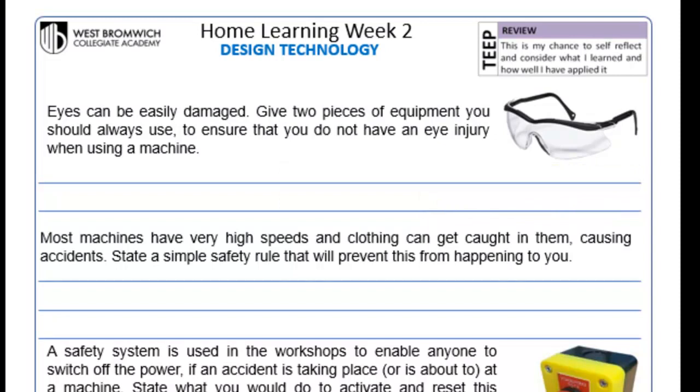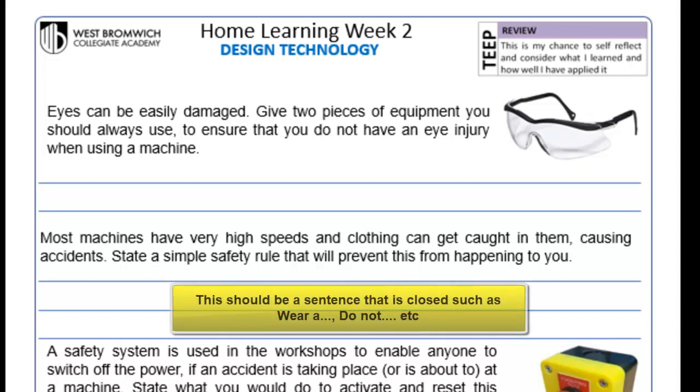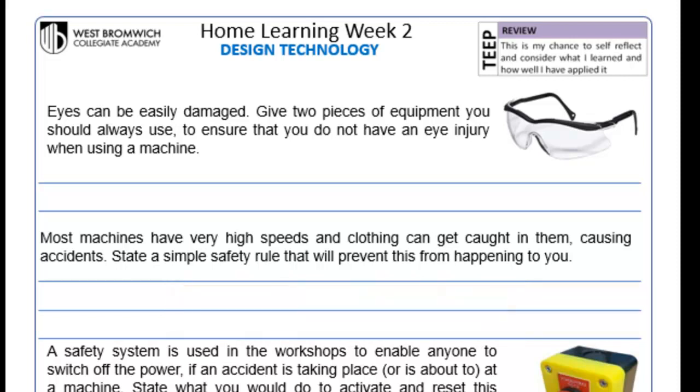Question 2. Most machines have very high speeds and clothing can get caught in them. These cause accidents. State a simple safety rule that will prevent this from happening to you. So this question is looking for some way to protect you from getting any bits of clothing or long hair caught in machinery, where it gets entangled or wrapped around any moving parts.